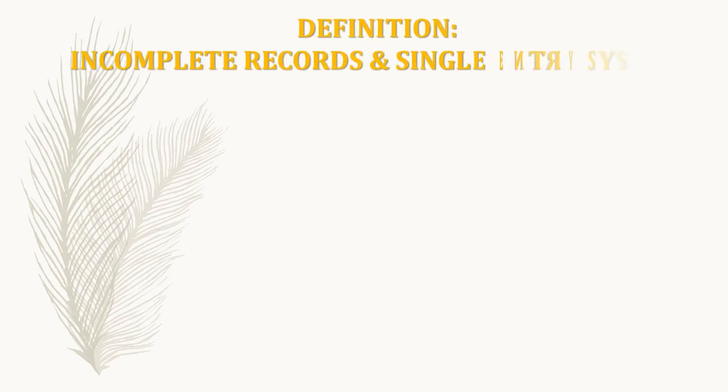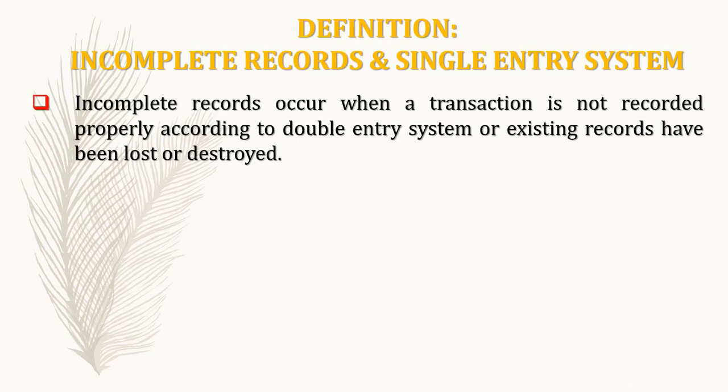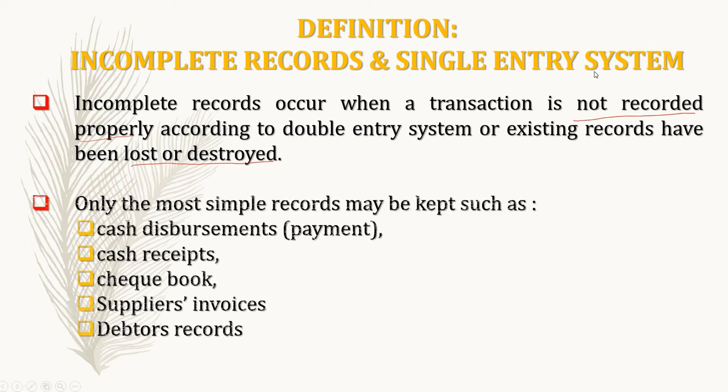Okay, the definitions for incomplete records and single entry system. Incomplete records here means the transaction is not recorded properly, or maybe some of the records have been lost or destroyed. So the company may be keeping very simple records such as cash disbursement, cash receipt, checkbook, suppliers invoices, and also debtors records.